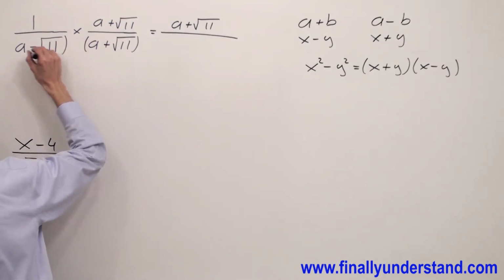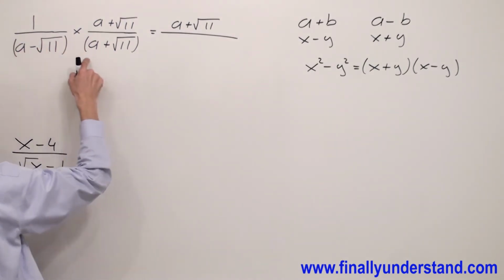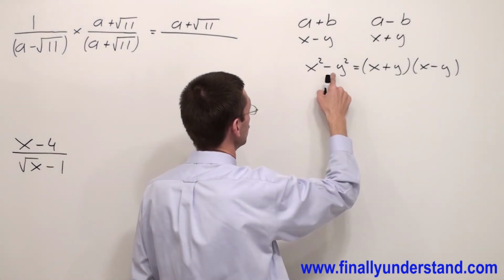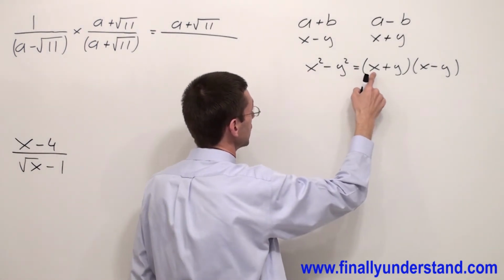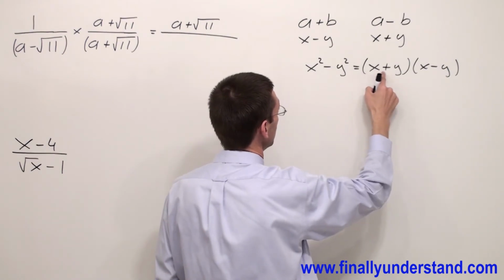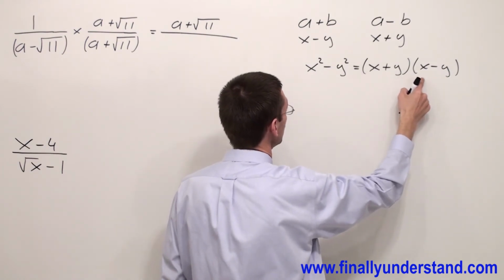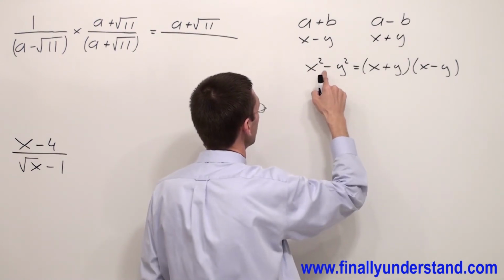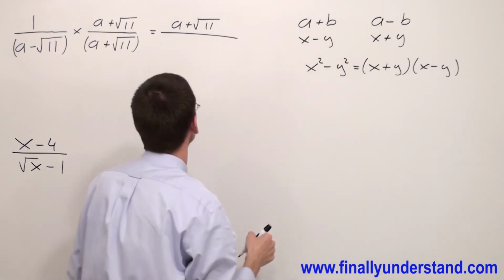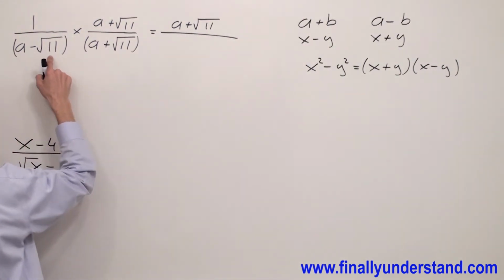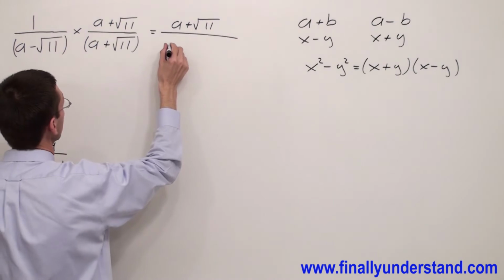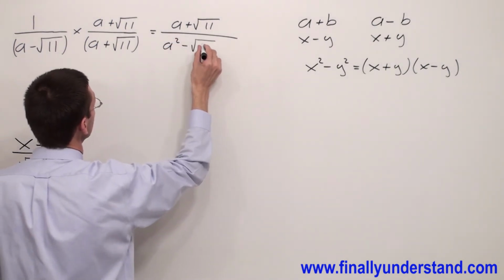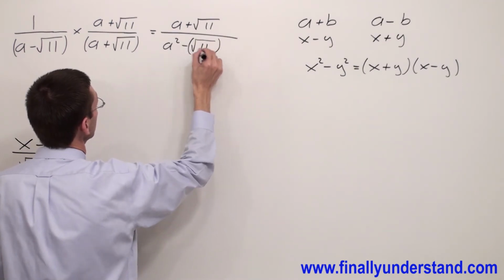now take a look, I'm going to apply this formula, the difference of two perfect squares, which says that a binomial multiplied by its conjugate gives me first term squared minus the second term squared. This is my first term and this is my second term. So I'm going to write a square minus square root of 11 square.